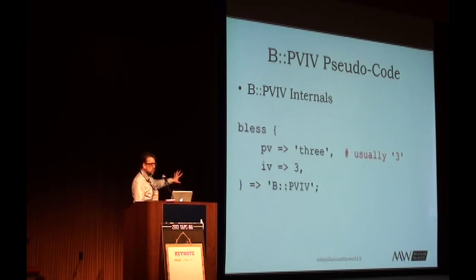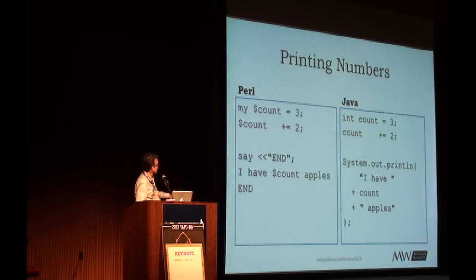And again, this isn't really what these internals look like. But here's what it lets you do. So in Perl, and Java allows something very similar. This is so important that Java's one exception to operator overloading is to allow this one feature that's built into Perl. My count equals 3, count plus equals 2, so we know count equals 5. And down here we say I have count apples. And again, Java, same thing. This is so incredibly useful. But internally, you have the numeric and the string representation.